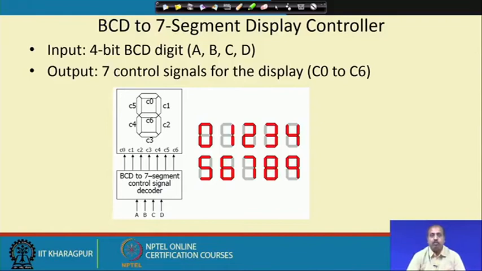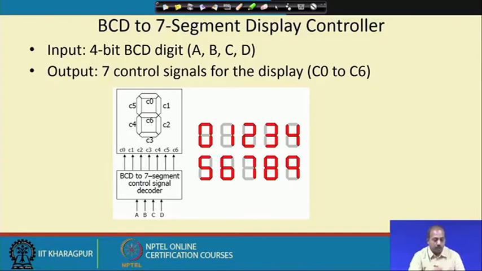Now, normally we want to display the digits 0 to 9. So, we have a 4 bit binary coded decimal digit. This ABCD is the 4 bit binary BCD value that we are having. Based on this input, I have to select the appropriate segments. These segments are named as C0, C1, C2, C3, C4, C5, C6, the 7 segments. For example, if you give 0, then excepting C6, all other segments should be turned on. Similarly, if you are giving 8 as input, then all the segments should be turned on.